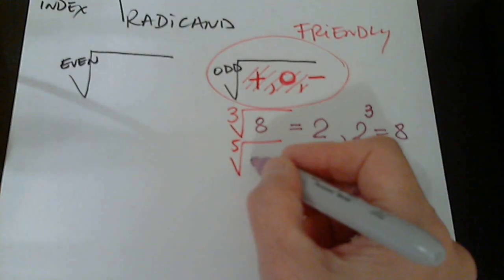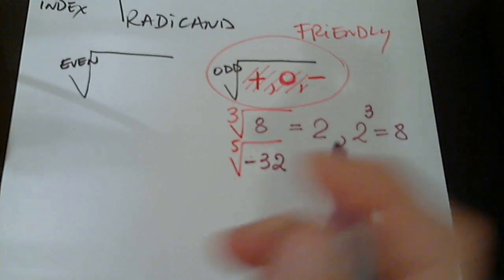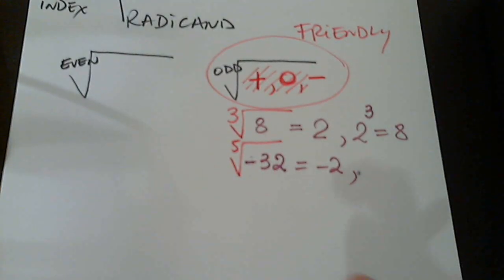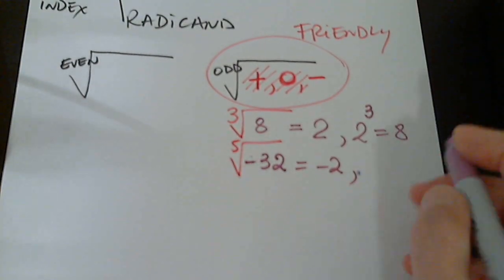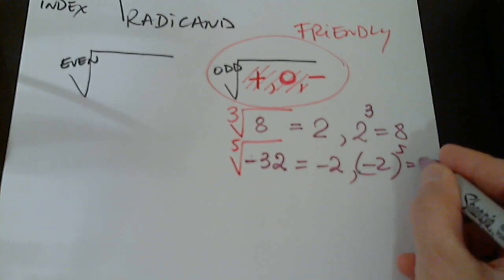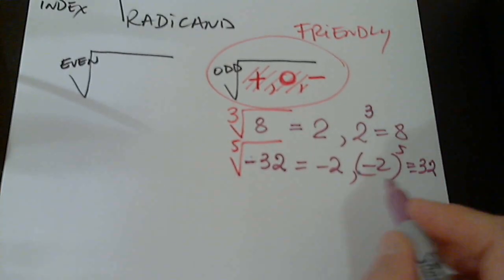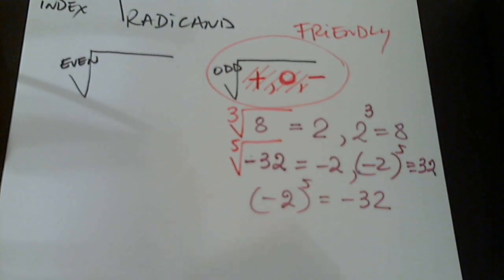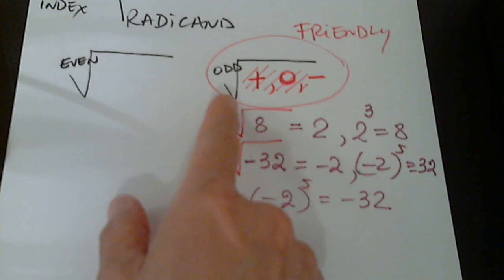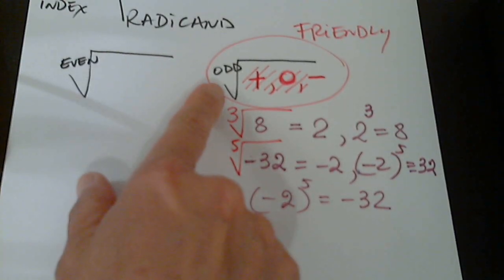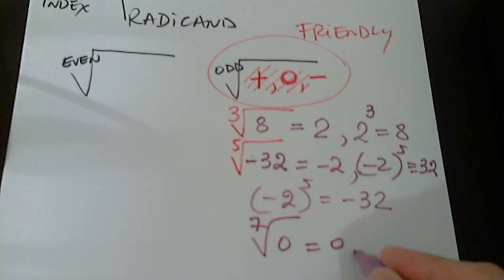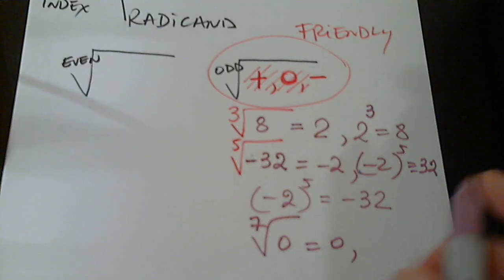Let's say the fifth root of negative 32. I know that this is negative 2. Why? Because negative 2 raised to the fifth power is negative 32. That's the reason why. So notice that under any index that is odd, I can have anything, including 0. Let's say the 7th root of 0 is 0. Why? Because 0 raised to the 7th power is 0.